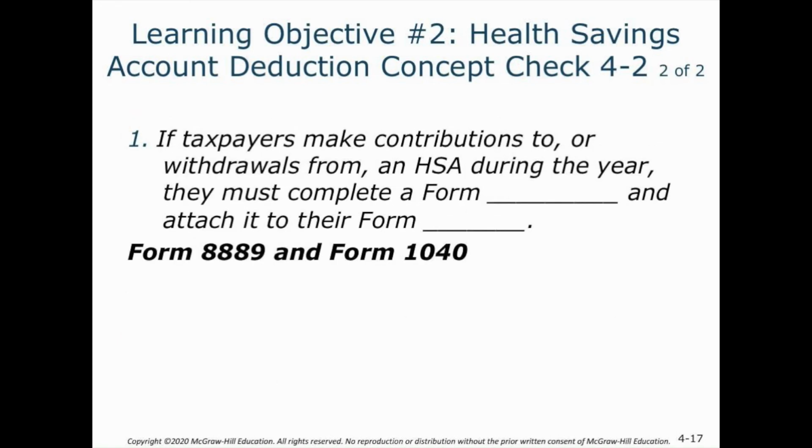So let's take a look at the concept check here. If a taxpayer makes contributions to or withdrawals from an HSA during the year, they must complete a form blank and attach it to their form blank. So it's going to be the Form 8889 that is either going to be the contributions or withdrawals, and that's going to be where that is completed. And then it's attached to the Form 1040, which is filed for the tax filing.